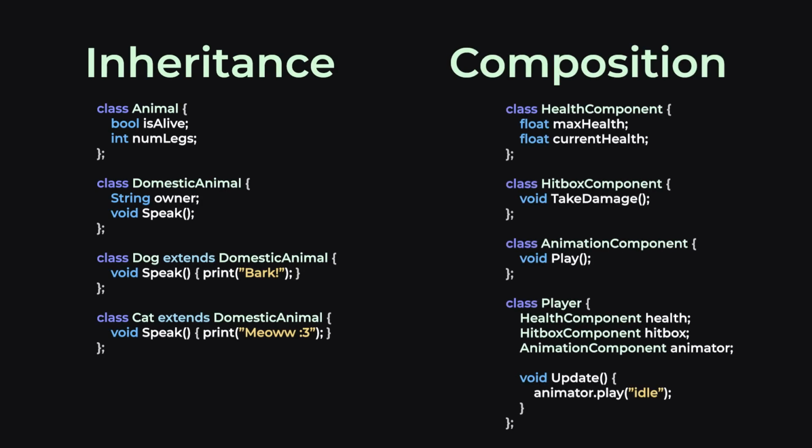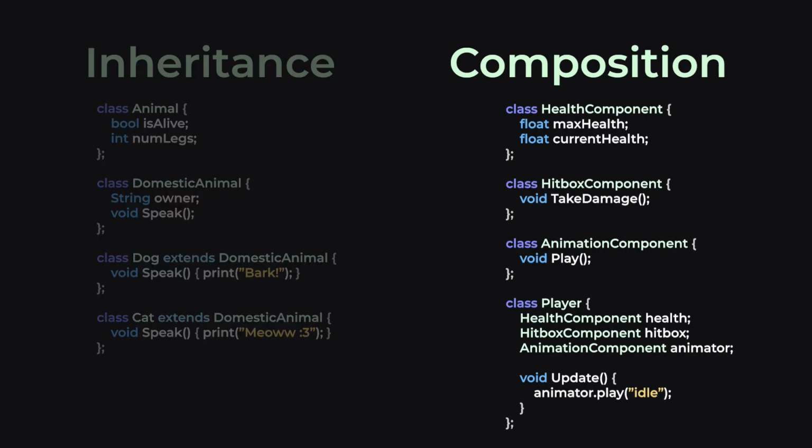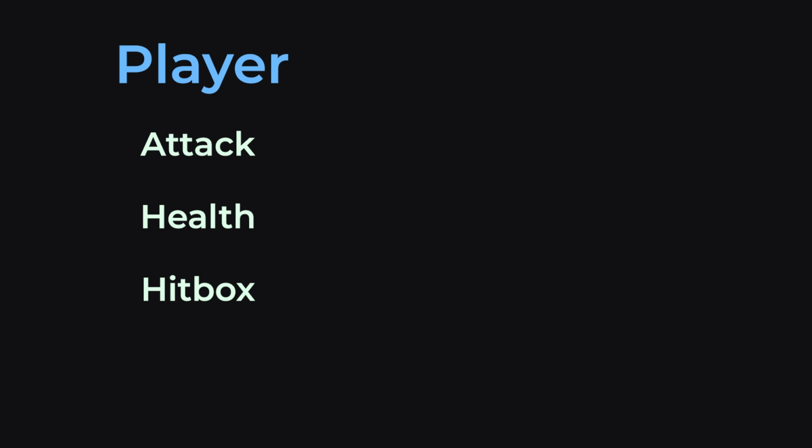Inheritance and composition are two tactics used in programming to reuse your code as much as possible. Inheritance is very widespread, but I think there's a lot of times where composition would fit a little bit better. Let's say we have this setup. We have a player, and this player can attack, has health, and a hitbox. Alongside that, we can accept user input.